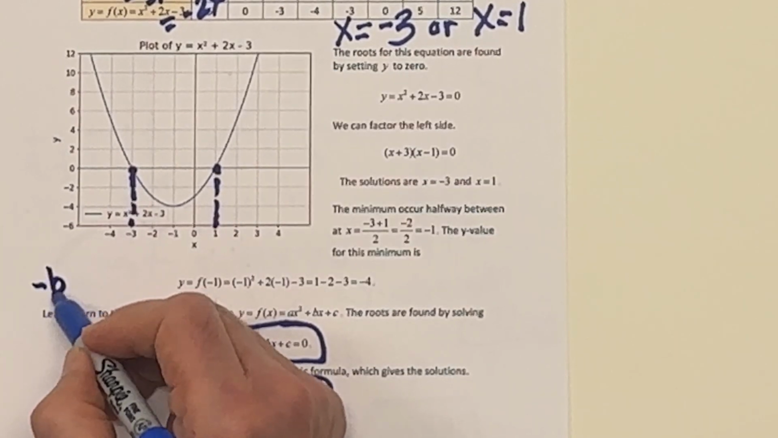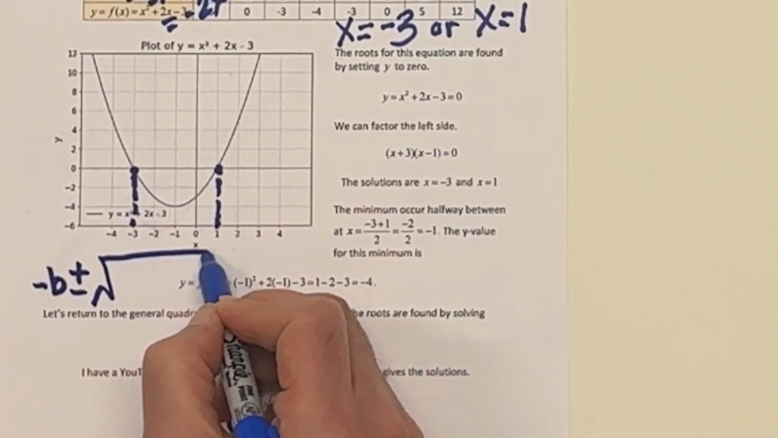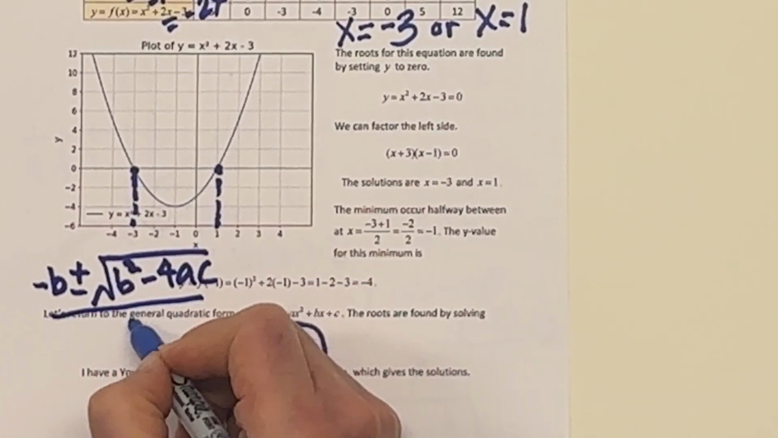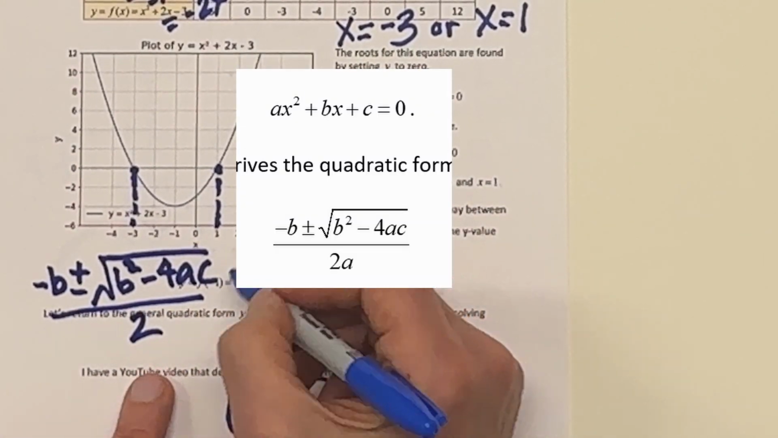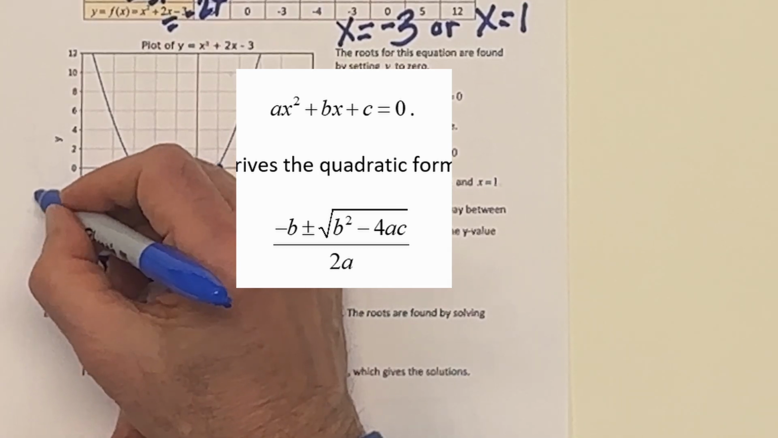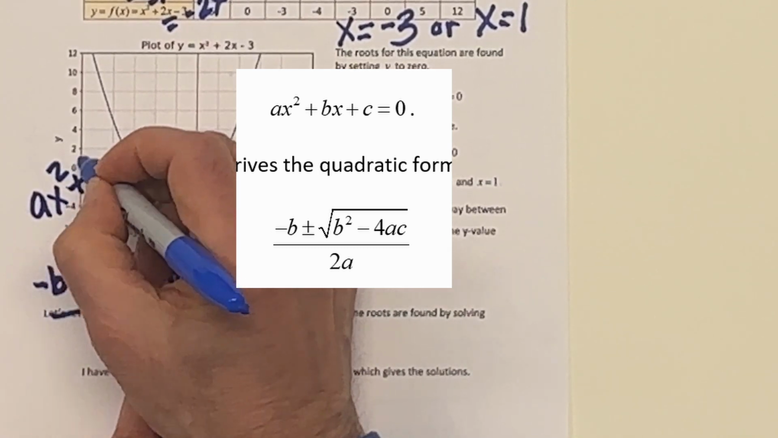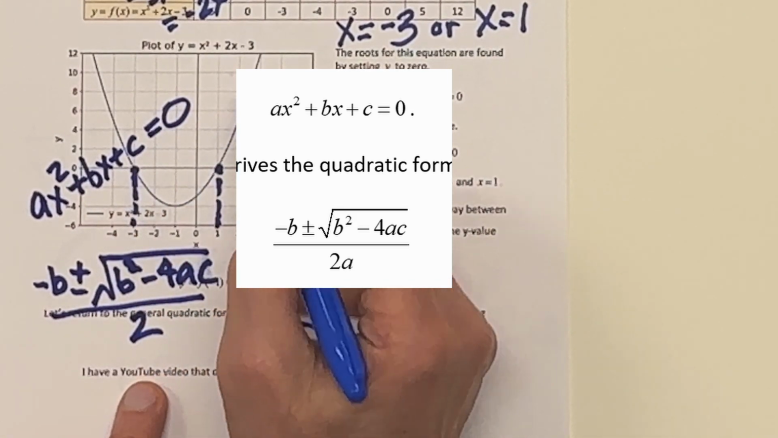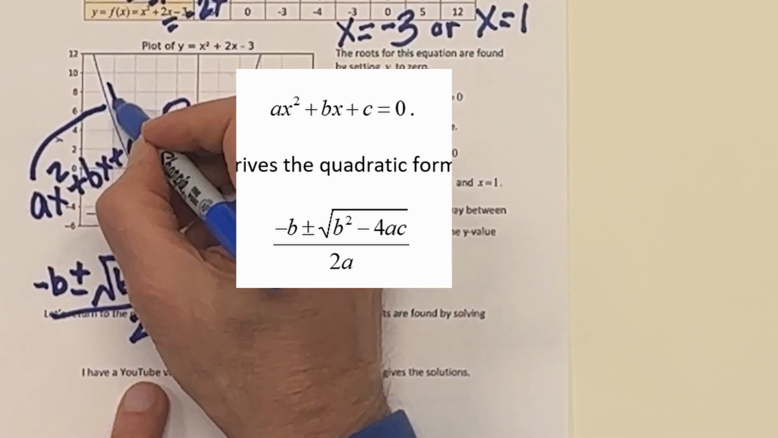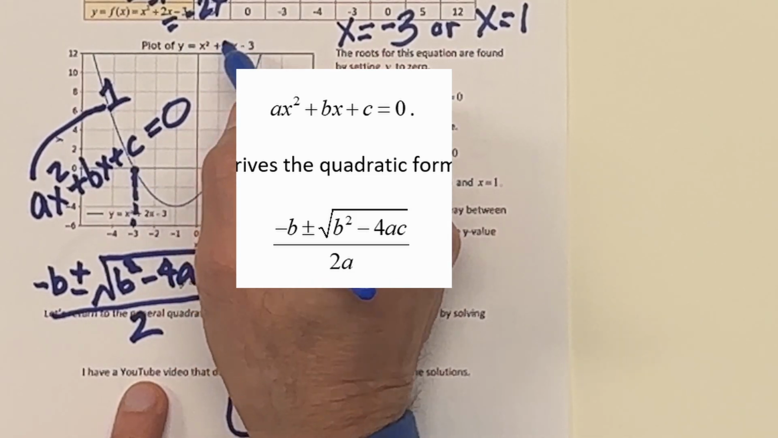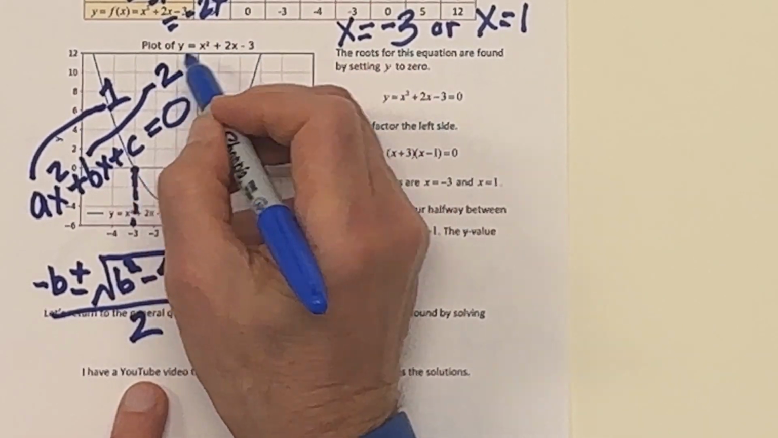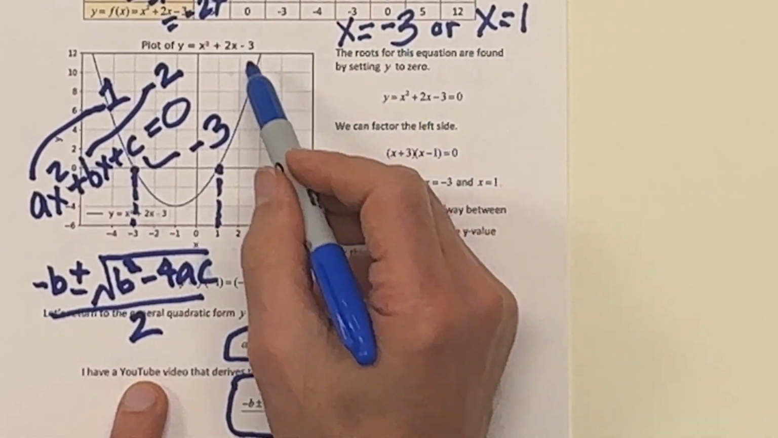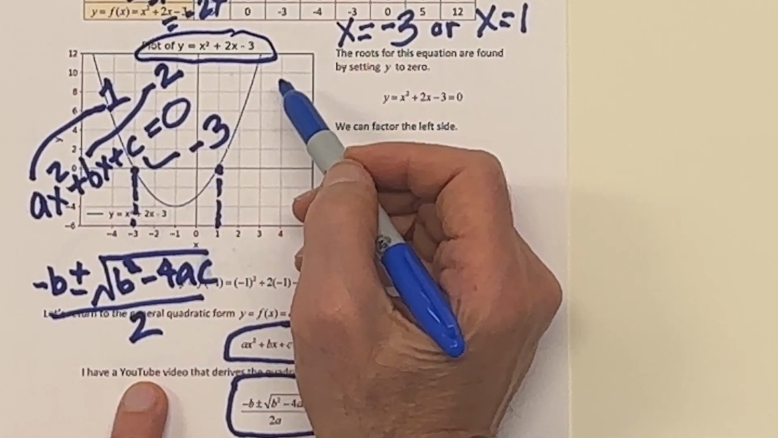So it says minus b plus or minus the square root of b squared minus 4ac, all over 2a, are your two answers. Now that's for when you have your general form ax squared plus bx plus c equal to 0. Well, let's look at this case. In this case, the a is 1 and the b is 2 and the c is -3, just to use the case that we have studied here for this graph.